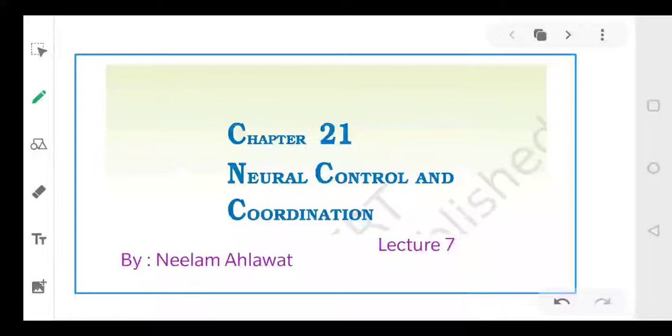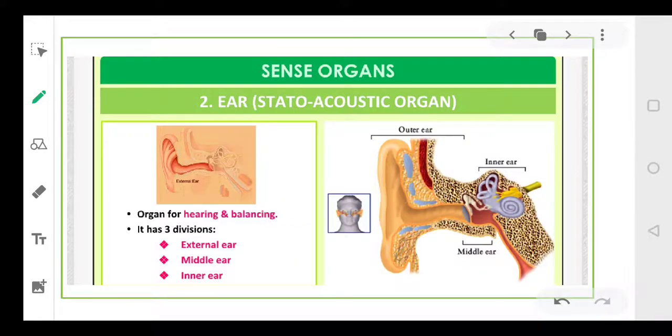Okay, so we are continuing the same chapter, that is chapter 21, Neural Control and Coordination. Now today we'll be talking about the sense organs. In the last video we talked about the human eyes: what are the various components of the human eyes and what is the mechanism of vision? How do we see the objects? Now in today's video we'll be talking about the second component, that is the human ear.